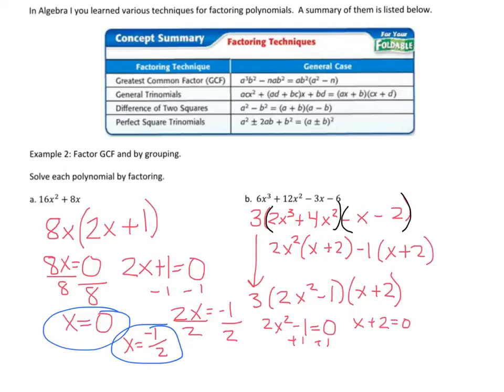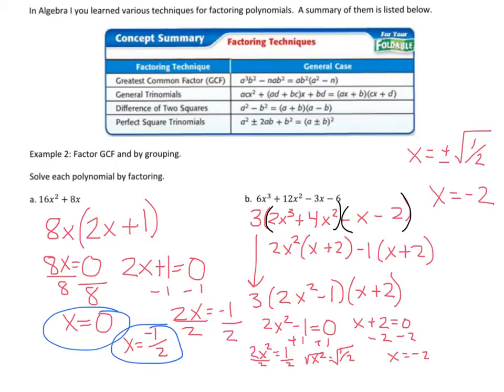So if I go ahead and solve for x, I'll have 2x squared equals 1. Divide both sides by 2. So I have x squared equals 1/2. And when I take the square root, I'm just going to end up with x equals plus or minus the square root of 1/2. And then in the second equation, I'm just going to end up with x equals negative 2. And those will be my final answer.